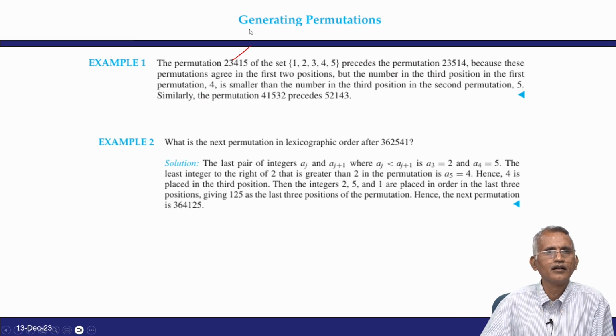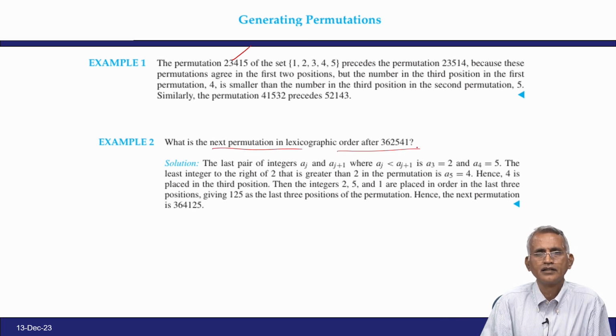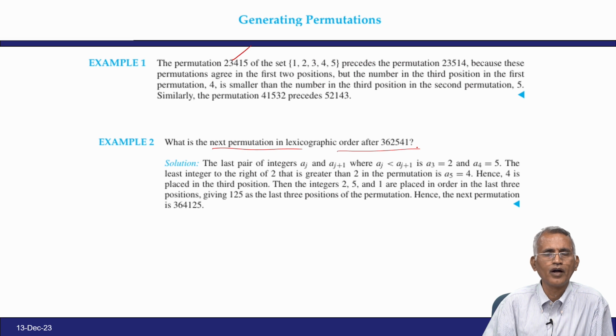Another example: what is the next permutation in lexicographic order after 3, 6, 2, 5, 4, 1? The answer is, first let us take the last pair of integers aj and aj plus 1 where aj is less than aj plus 1. That is a3 equal to 2 and a4 equal to 5.